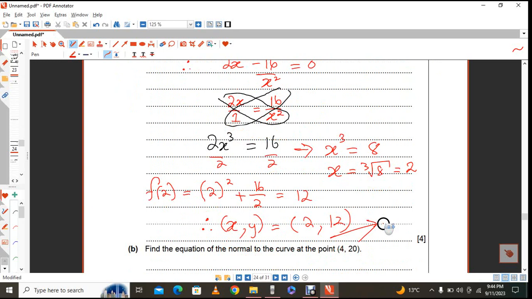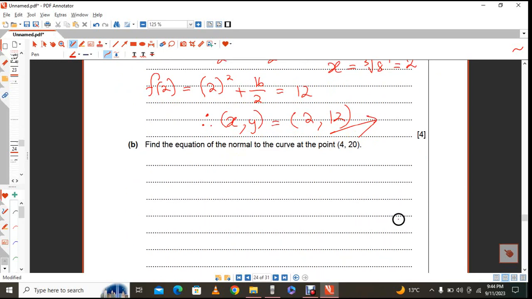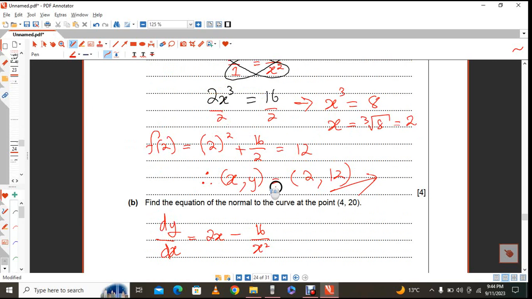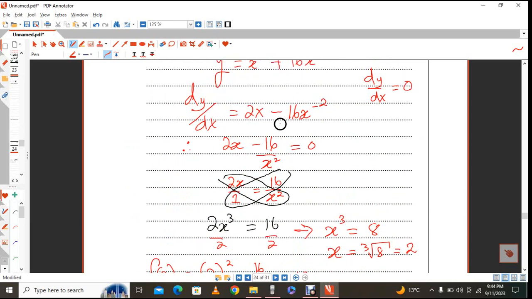Right. Now let's get to part B. They say find the equation of the normal of the curve. So what do we know? We know the gradient of the curve. We have the gradient formula. I hope you still remember, our gradient equation dy/dx is equal to 2x minus 16 over x squared. That was our dy/dx over there.